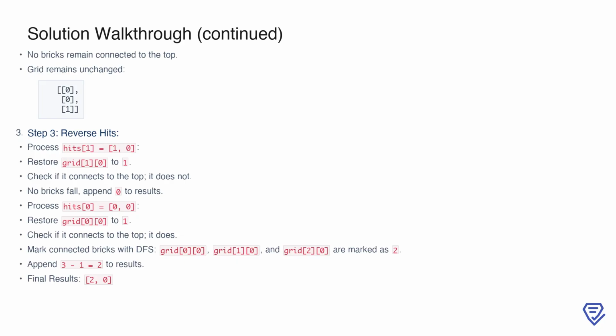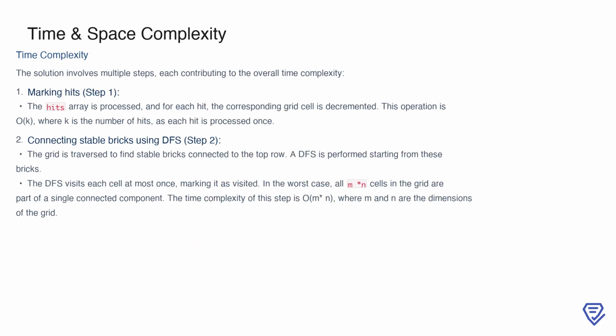To analyze the time complexity of our solution, we begin with the first step, marking hits. Here, we process the hits array, decrementing the corresponding grid cell for each hit. Since we process each hit exactly once, this step has a time complexity of O(k), where k represents the number of hits.